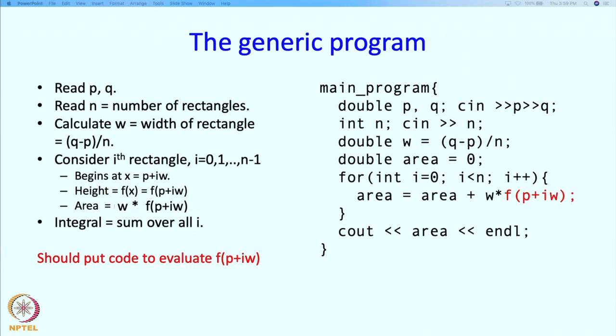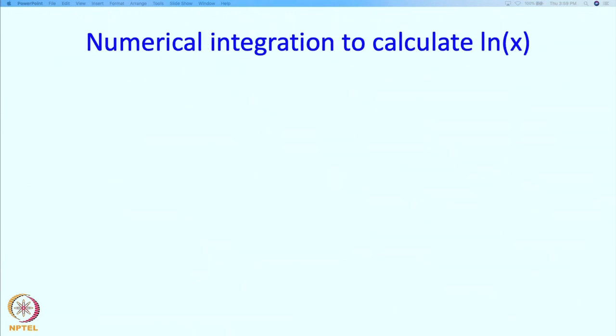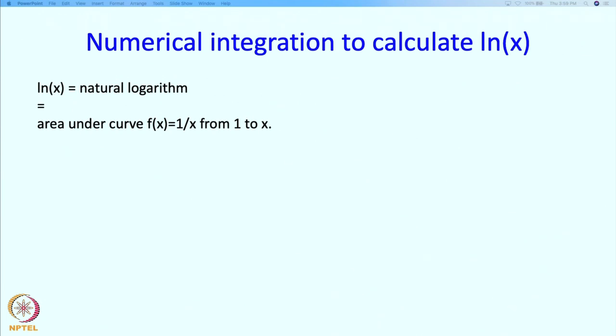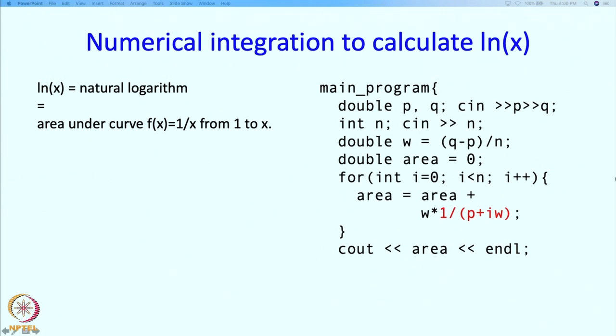Now we are going to apply this to another specific problem, which is the problem of numerical integration. Here we are going to find ln x, or the natural logarithm of x. As you might know, this is exactly equal to the area under the curve f of x equal to 1 upon x from 1 to x. So in other words, f of x is 1 upon x. Here is our old program, and over here we had f of p plus iw. But instead of that, we now know what the specific function is. So f of p plus iw is just going to be 1 upon (p plus iw). So our program for calculating ln x is going to be exactly this.